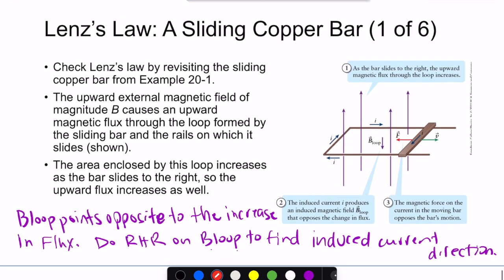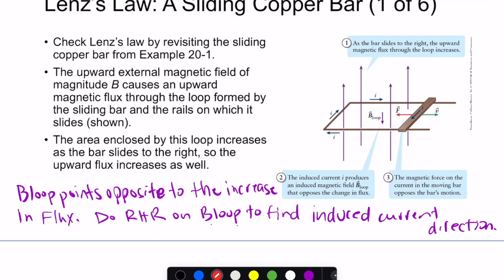Let's use this Lenz's law in the situation of the sliding copper bar, the very first example that we looked at. And remember, we were sliding it to the right, and that increased the area, right? B was remaining constant, but the area was increasing. And so that caused a flux change, right? Because you can change the flux in three different ways, right? In this case, we were changing the area, and that area change was increasing, right? Because we're making the area bigger.